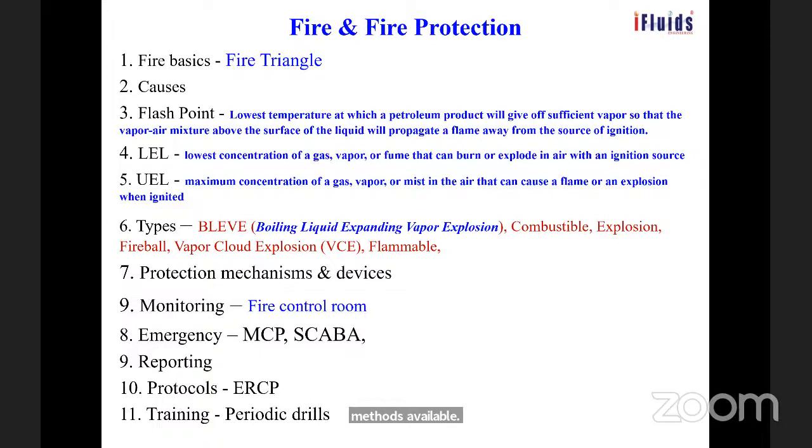And for reporting, again, manual call points are there throughout the refineries. If somebody finds any emergency, they have to press the glass, and immediately a message indication goes to the fire control room, and they take the action immediately. Within 4 to 5 minutes, they come to the particular spot and start the corrective actions. The training anyway, I already told. Protocols, ERCP is part of fire only, which I already told in the previous slide.